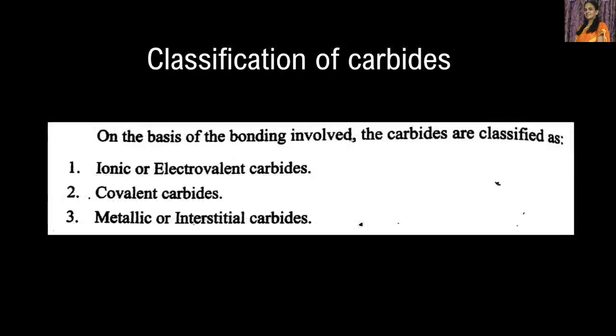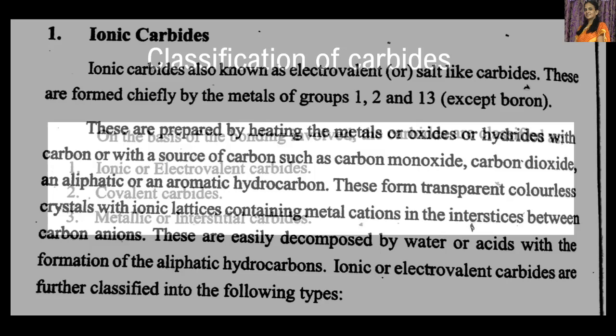Now, on the basis of the bonding involved, carbides are classified into three types. First, ionic or electrovalent carbides. Second, covalent carbides. Third, metallic or interstitial carbides.